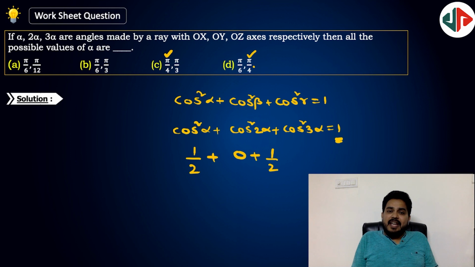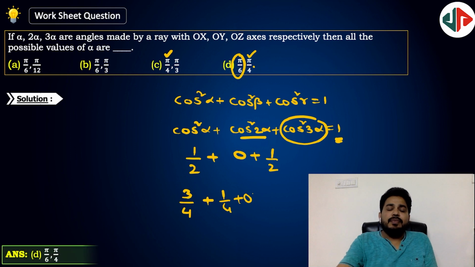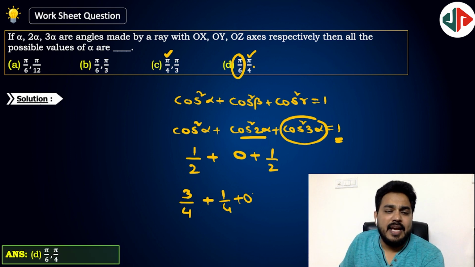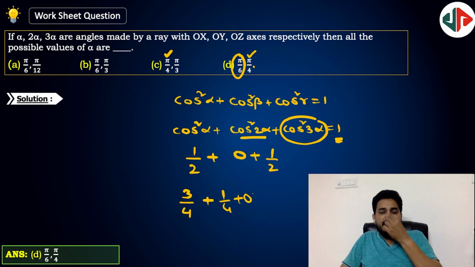Now I will take pi by 6. If I take pi by 6, the 3 alpha value goes to 0. So let me check. Cos square pi by 6 is 3 by 4. Cos square pi by 3 is 1 by 4, plus 0. Yes. So therefore, the answer is pi by 6 and pi by 4. What are the answers? Pi by 6 and pi by 4.